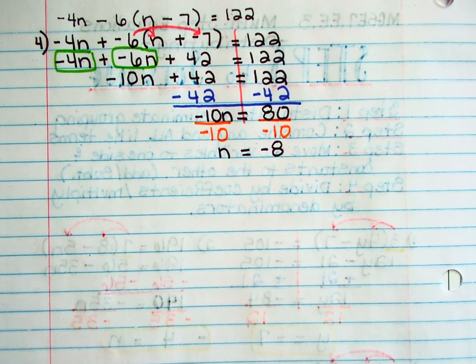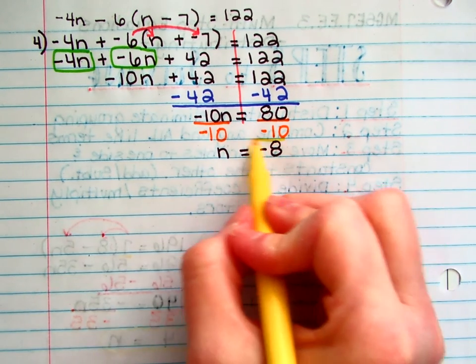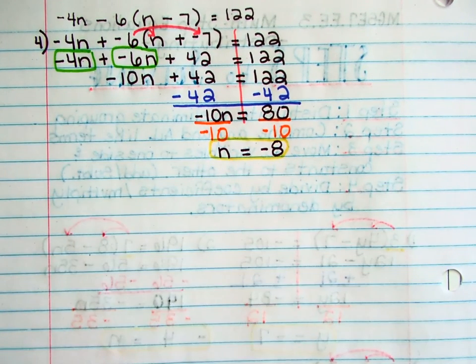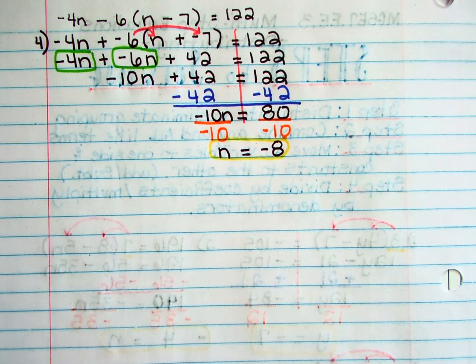So I know these are pretty lengthy problems. Our problems have increasingly gotten longer. You know, it started with one step. Then we went to 2 steps. And then we started combining like terms.